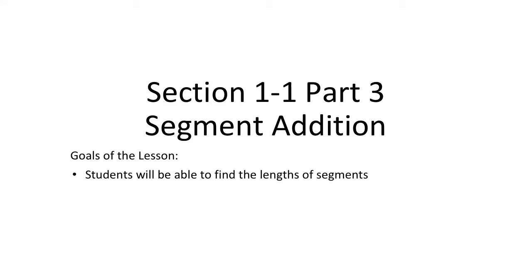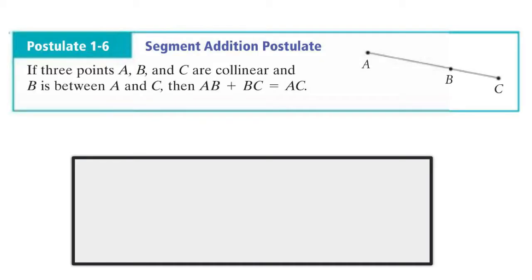In this video, we will discuss segment addition and finding the length of segments. First, let's review the segment addition postulate. The segment addition postulate states that if 3 points A, B, and C are collinear and B is between A and C, then AB plus BC, the two little segments, combine to make the length of the full segment AC.